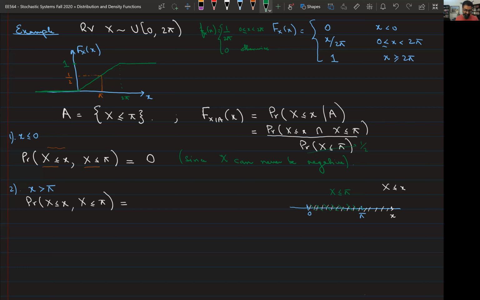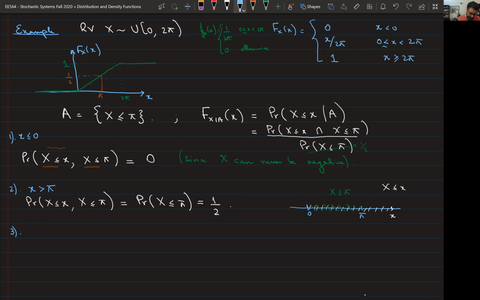So what is the intersection here? The intersection here is just one of these events, which is a subset of the other, and that is a green event. And this is equal to, therefore, the probability that capital X is less than or equal to pi. And what is that probability? 1/2. Right. So we're talking about the numerator here, right? So don't forget that. What about the third case?